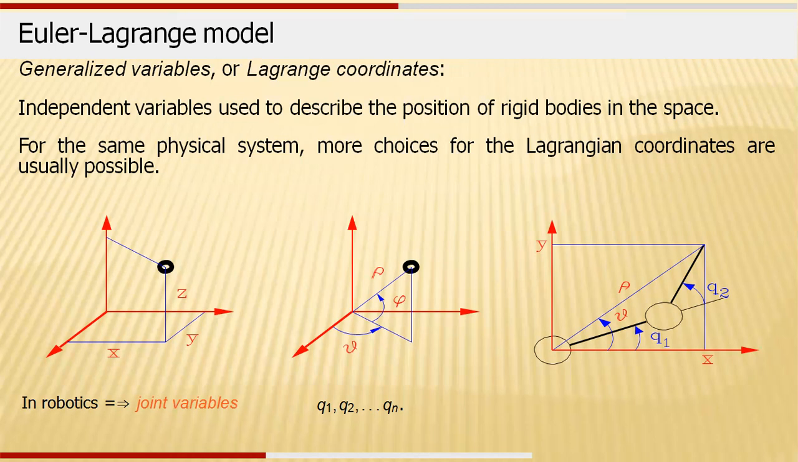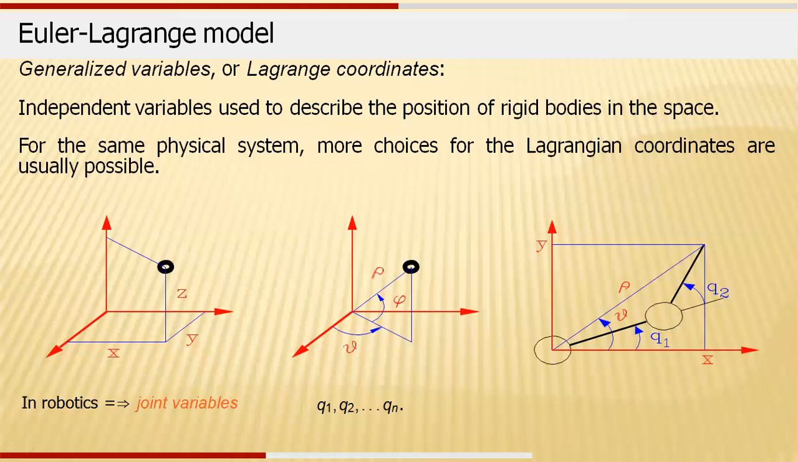For the same system, we have many choices for the Lagrangian coordinates, which are usually possible. As such, the joints will be specified: there is the Q1 joint, and this is the Q2 joint, and so on, at each and every phase. This theta representation plays a major role.